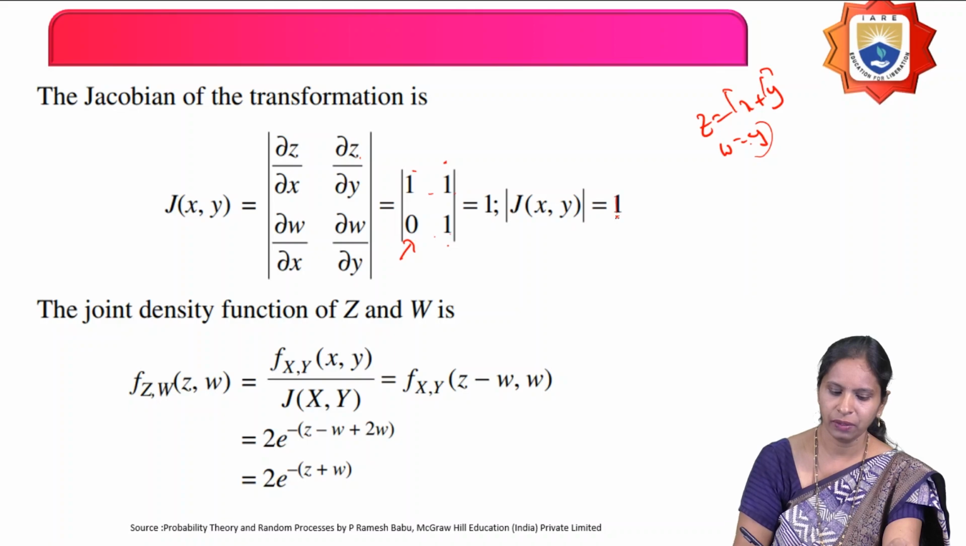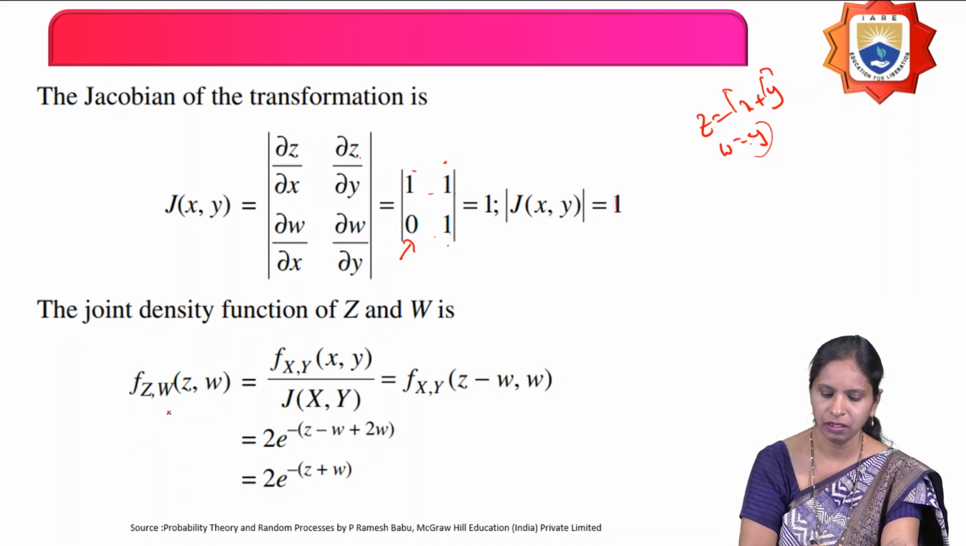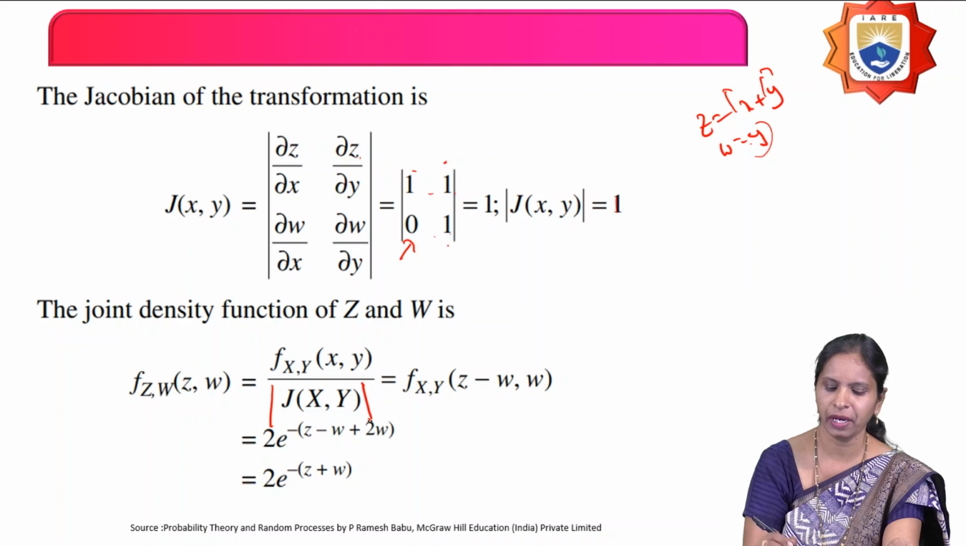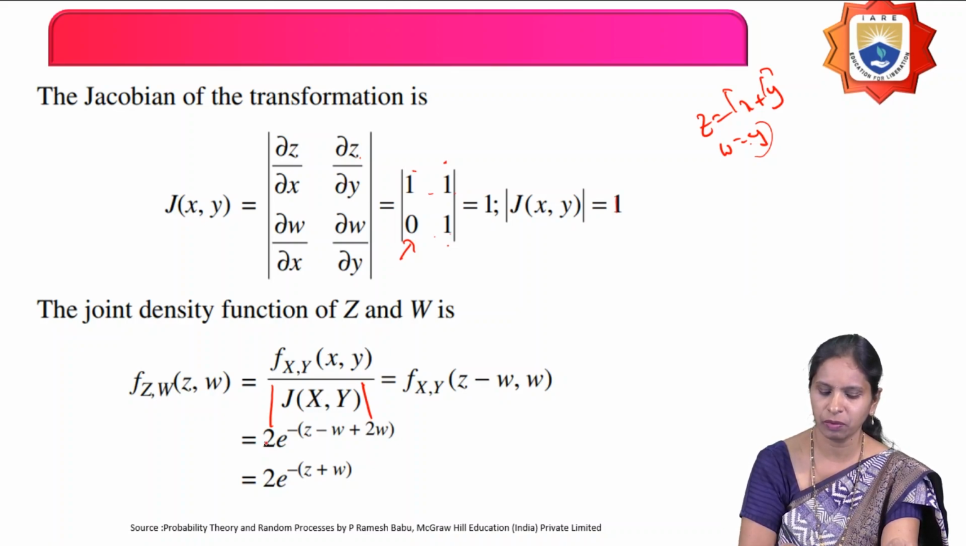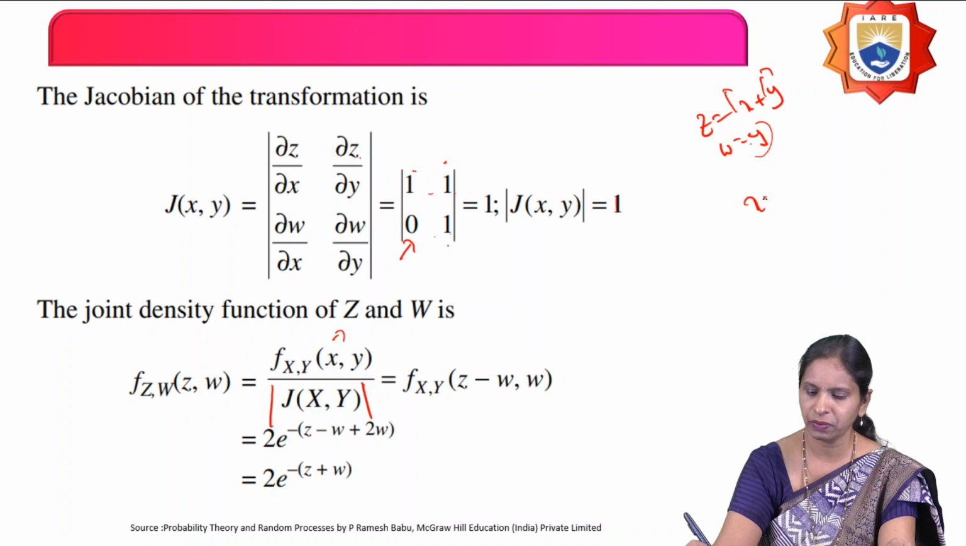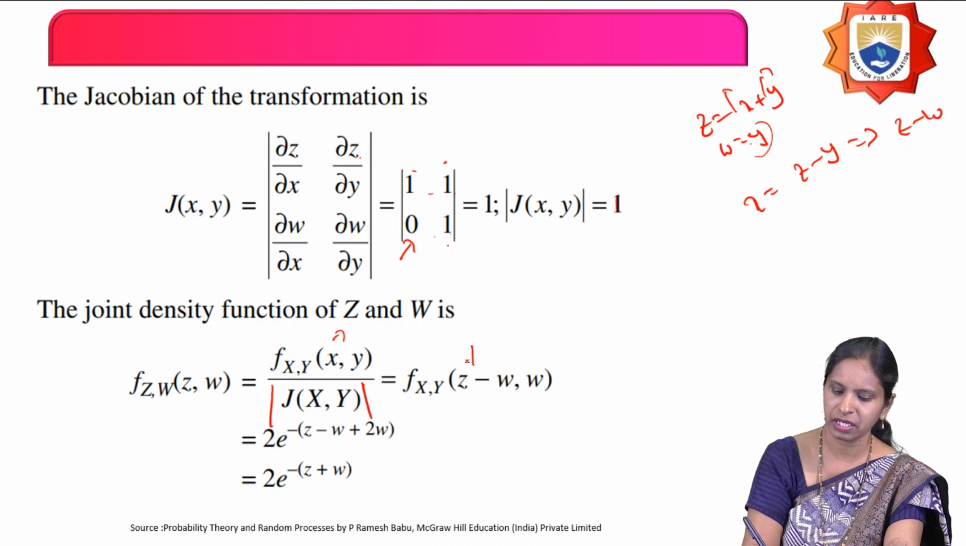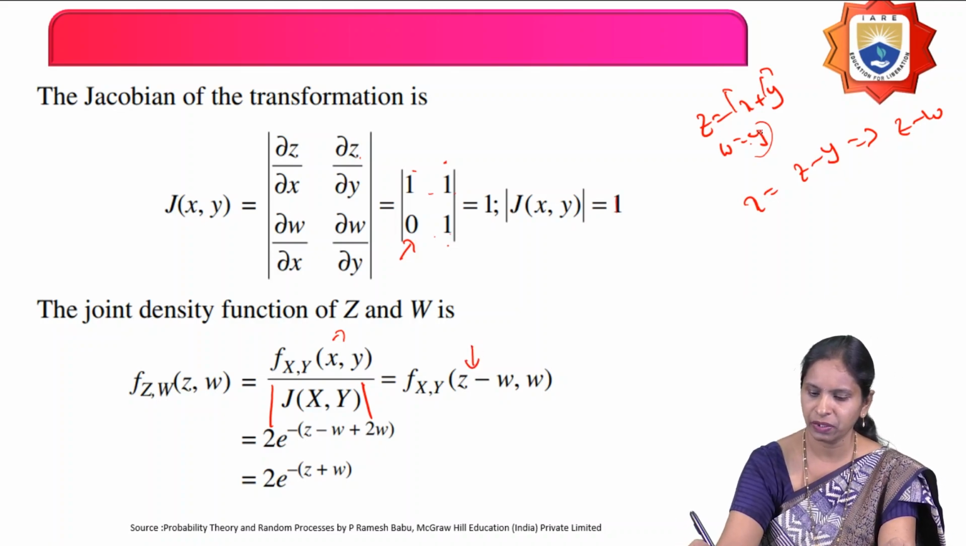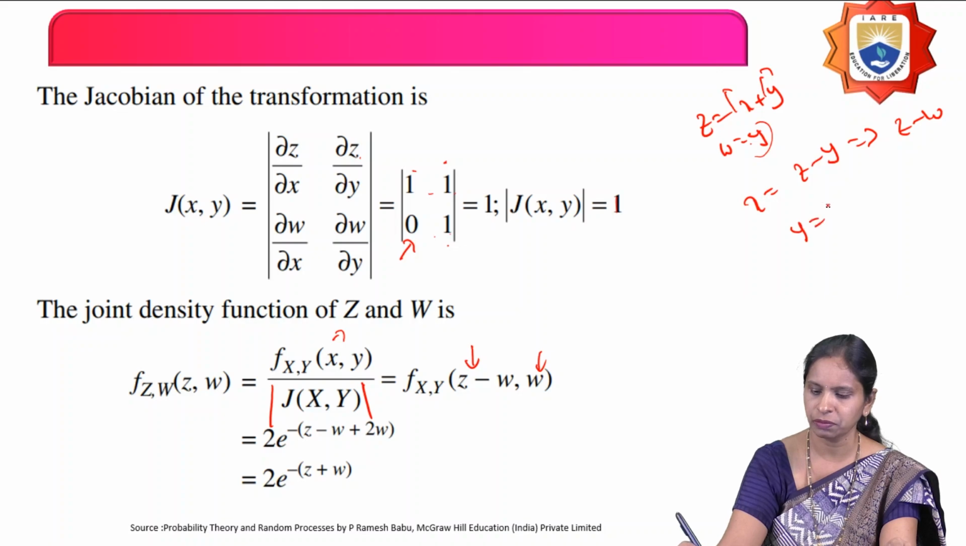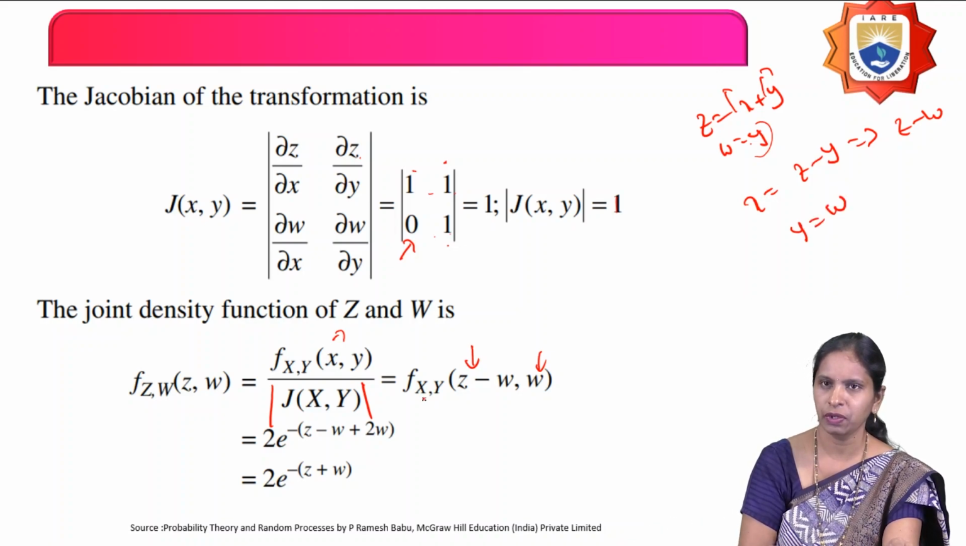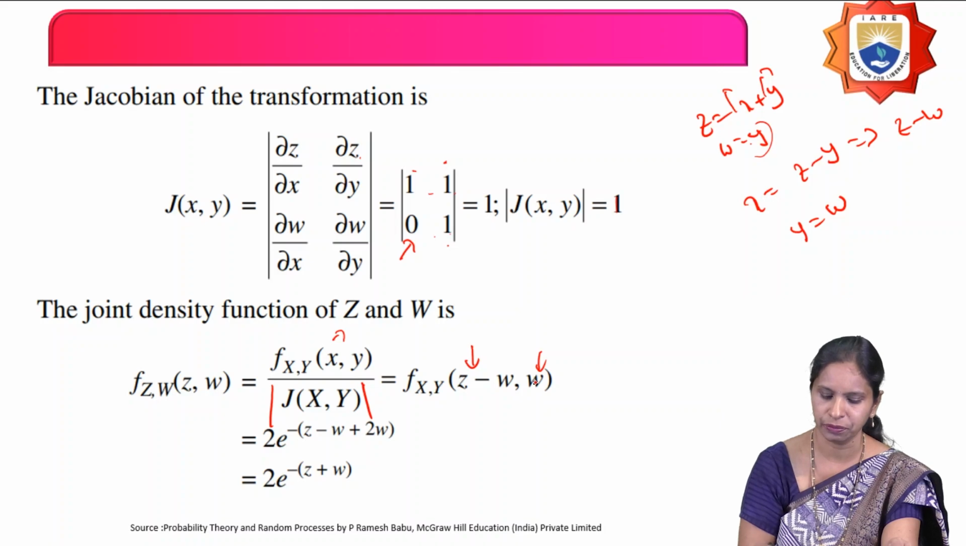Now the determinant here is 1. And what is the joint density function of the transformed random variables? f_ZW(z, w) equals f_XY(x, y) divided by the modulus of the determinant of the Jacobian matrix. Then what is f_XY? So what is x in terms of y? It is z minus y, and y is w. Therefore x is z minus w, and y is w. Therefore f_XY(z − w, w).